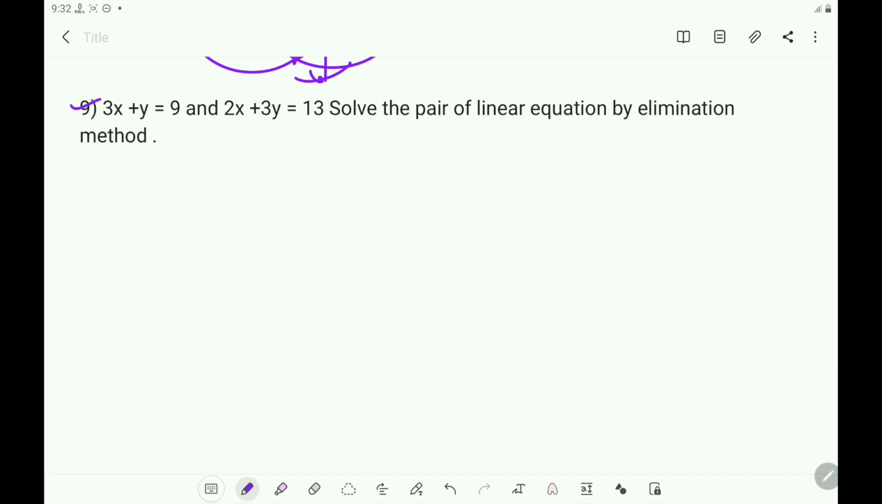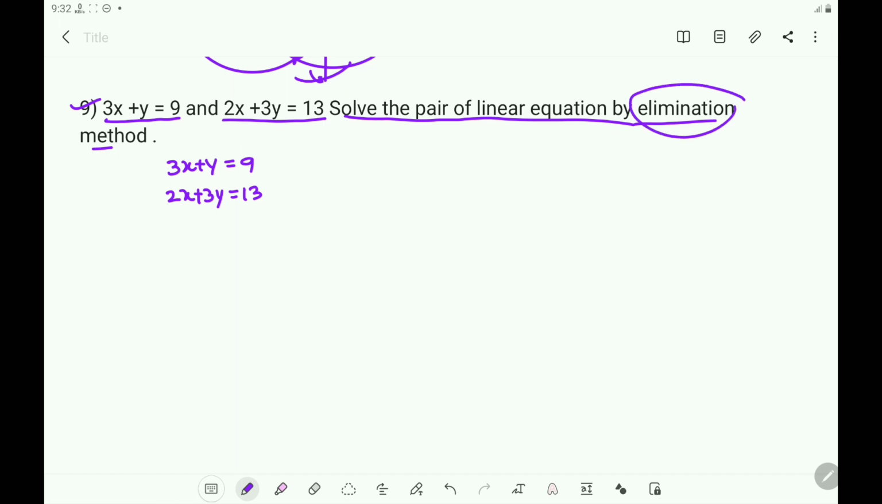Now you take the 9th question. What is that question? 3x plus y equals 9, 2x plus 3y equals 13. Solve the pair of linear equations by elimination method. So you take, children, 3x plus y equals 9 and the equation 2x plus 3y equals 13. Here we have to solve this pair of linear equations by elimination method.